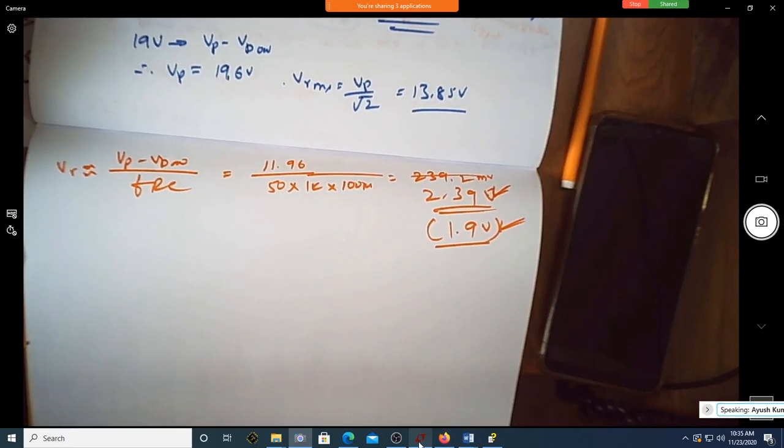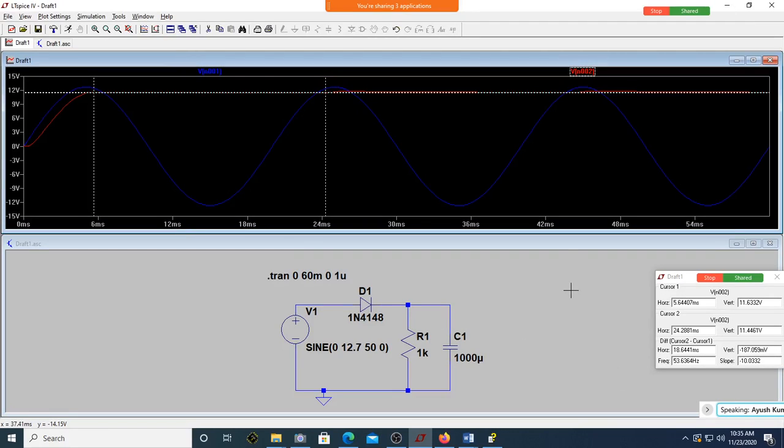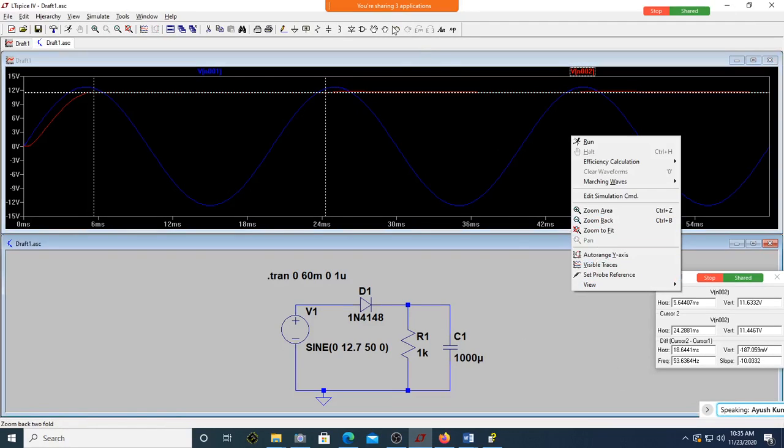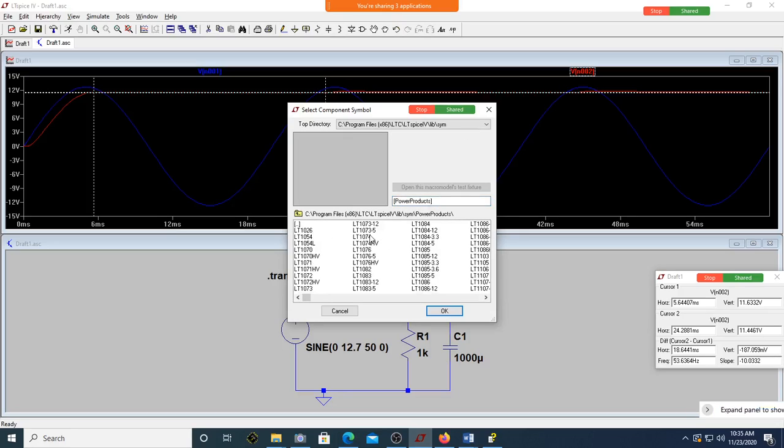Okay. Yes, sir. We'll go back to this and let us put a regulator. So where is the regulator? The regulator is here, in power products. Just go to each one of them. Can you see this is a regulator of 5 volt, 3.3 volts, if you want a 5 volt regulator.